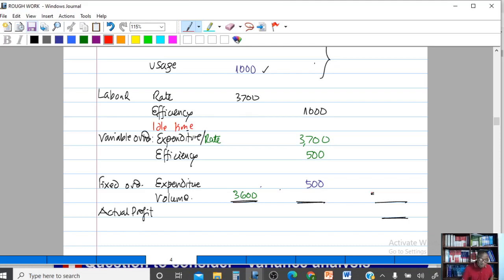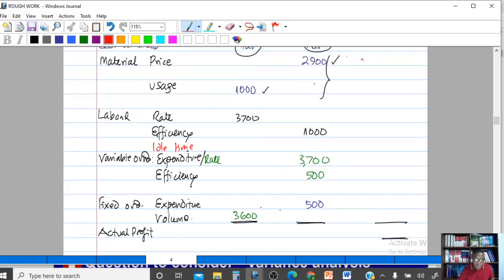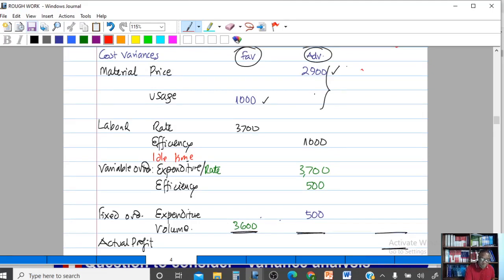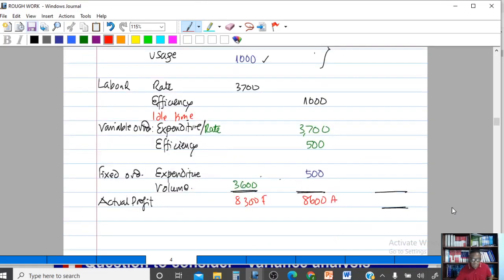Total favorable. So I add up all that. All the favorables comes to 8,300, and this comes to 8,600. Now don't forget this is favorable, this is adverse. So that gives me, I need to step this down. Okay, nothing to worry about there. So actual profit. So then that naturally gives me 300 adverse.